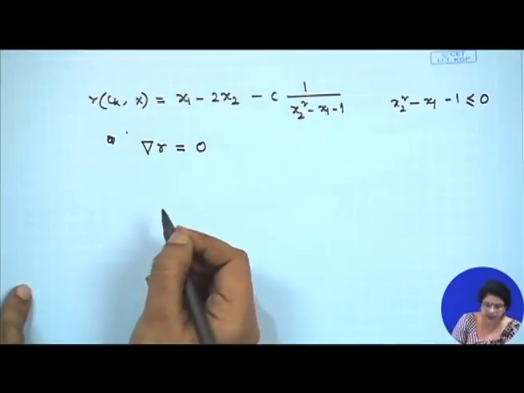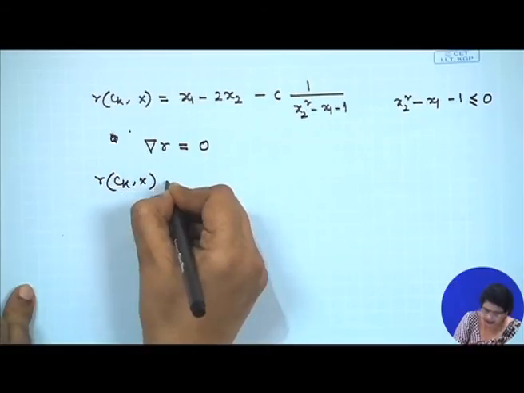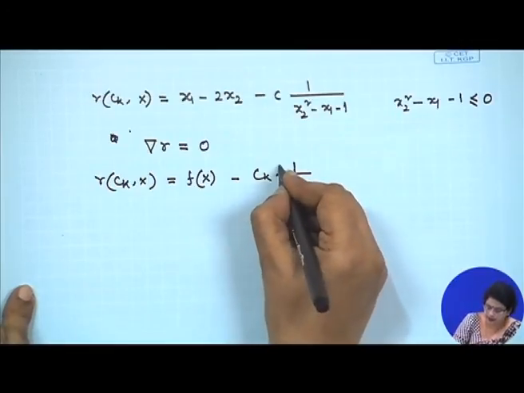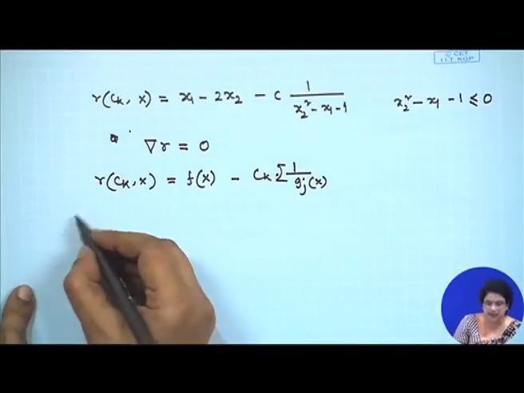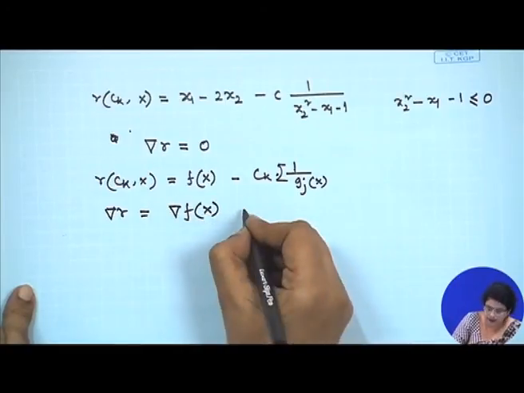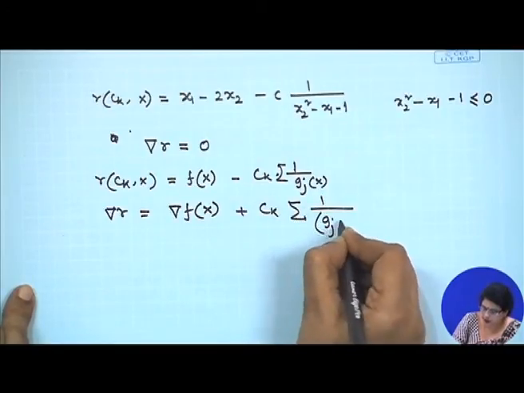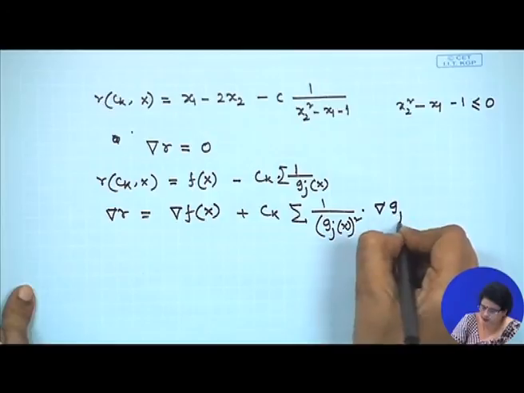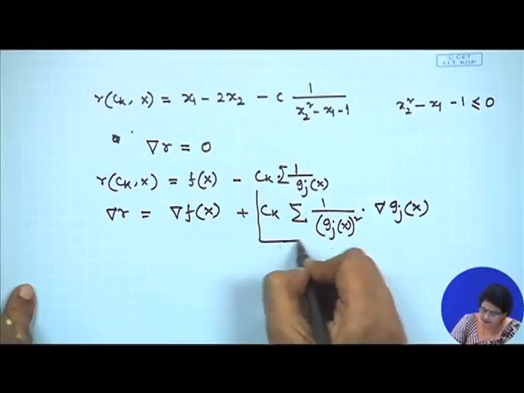In this process, one thing I would like to say: we are considering r(x, ck) equal to f(x) minus ck divided by summation gj(x), all right? And what is grad r? Grad r is equal to grad f(x) plus ck summation 1 by gj(x) square into grad of gj(x). Okay? Now, look at this term.